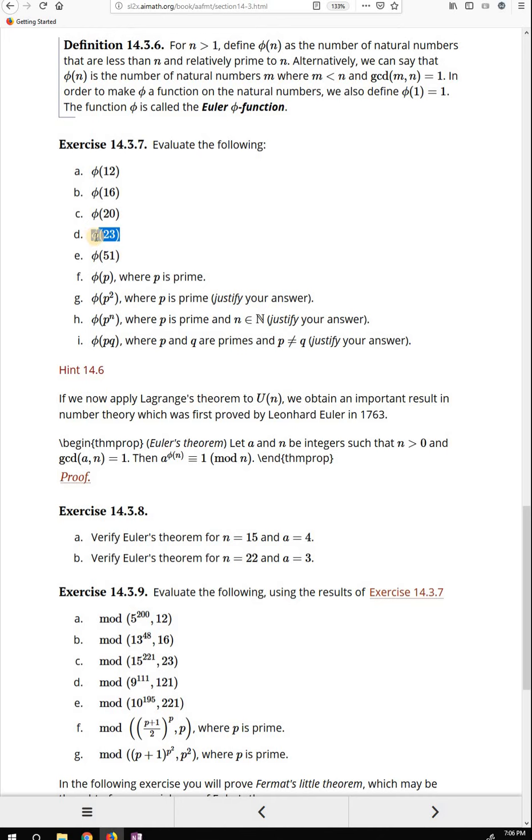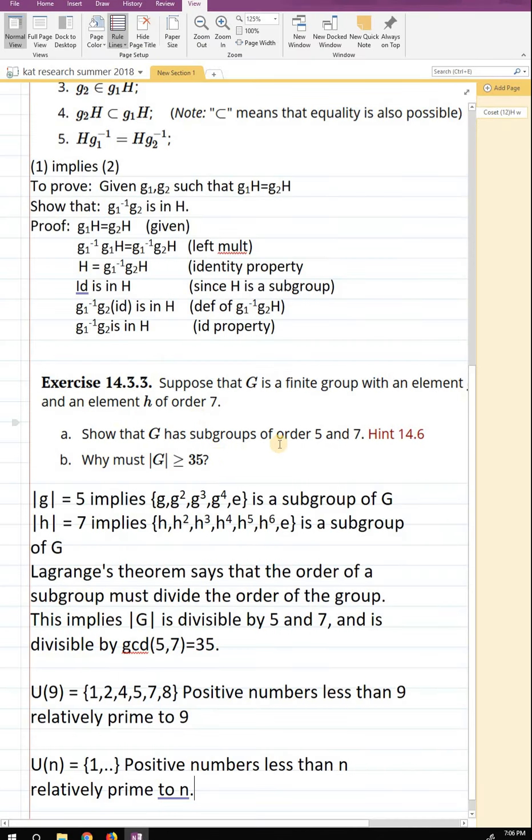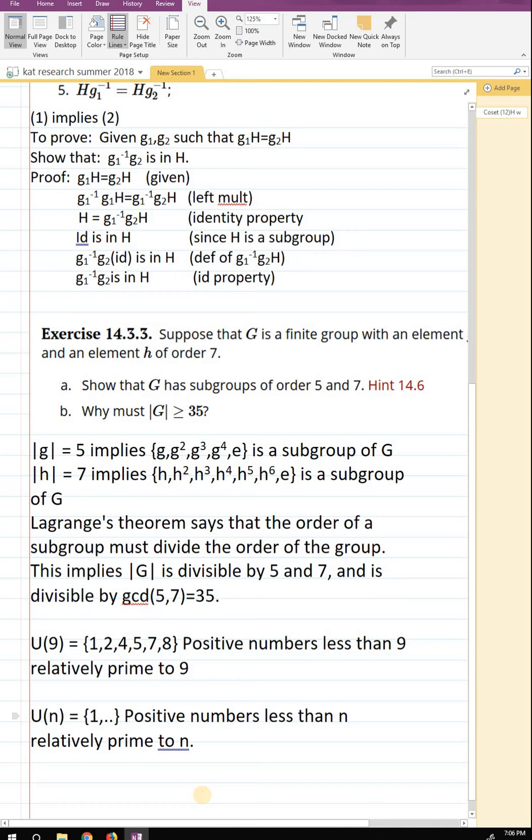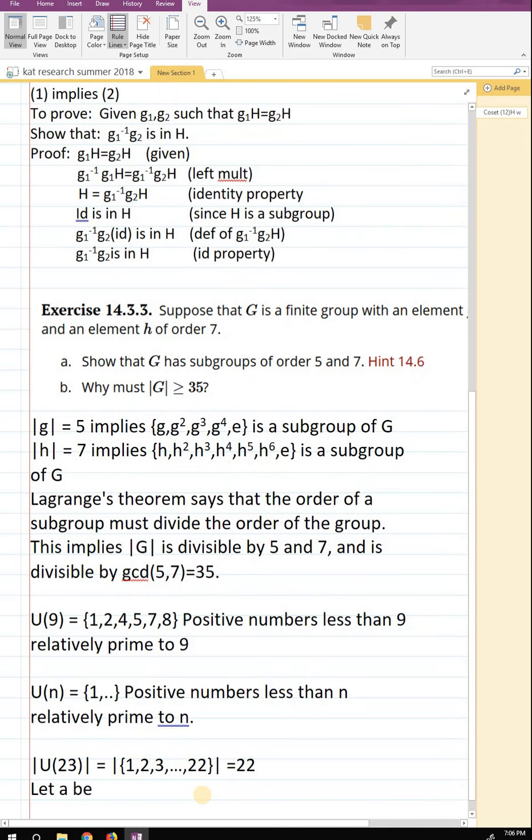So suppose I take, well, all right, so let's write this. Let's do an example. Let's take U of 23. The size of this, as I said, is 22. I'll just write that to be careful: 1, 2, 3, dot, dot, dot, up to 22. And that has 22 elements in it. Okay. So let A be in U of 23.